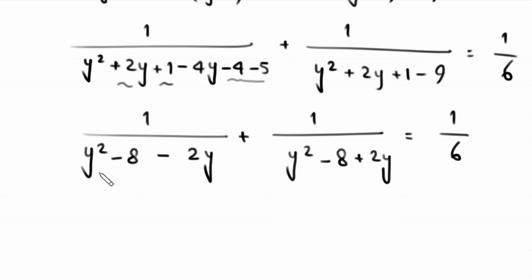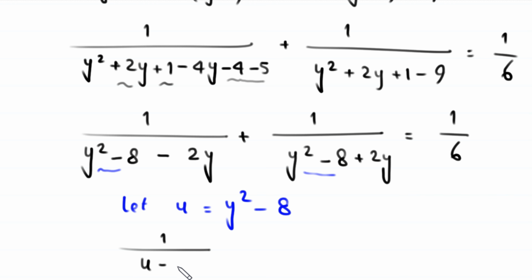We suppose that this expression y squared minus 8 equals u, that u is equal to y squared minus 8. So the equation will become 1 over u minus 2y plus 1 over u plus 2y equal to 1 over 6.